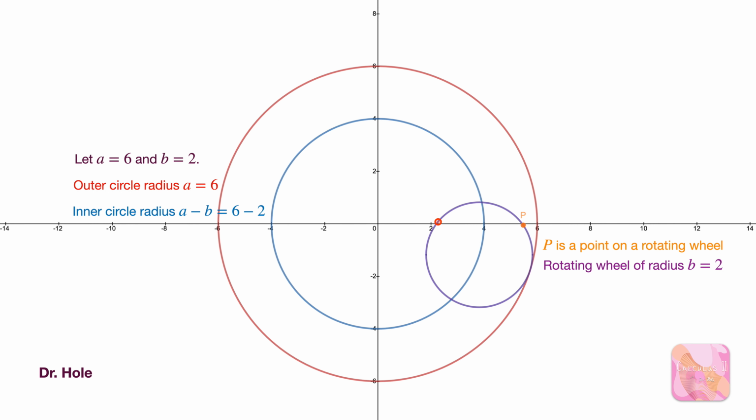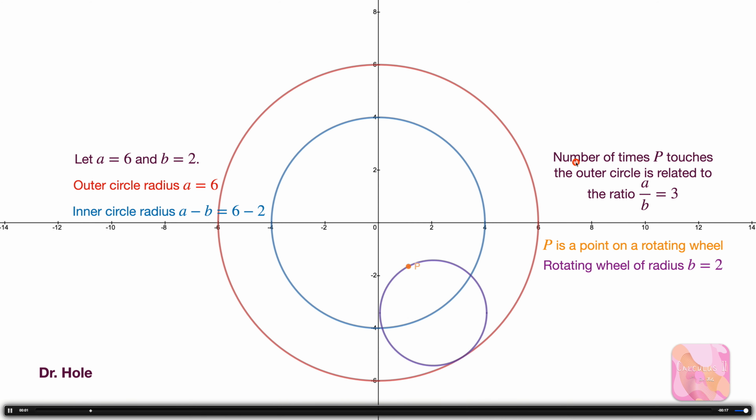Now, let this purple circle be the rotating wheel, and let that rotating wheel have the radius of B. Thus, the rotating wheel is going to rotate about the red circle, and the center of the rotating wheel will be on the blue circle. Like before, pick a point on that rotating wheel and call that P. And then it turns out that the number of times the point P will touch the outer red circle is related to the ratio A over B. Here in this example, A over B, we're taking to be 3.